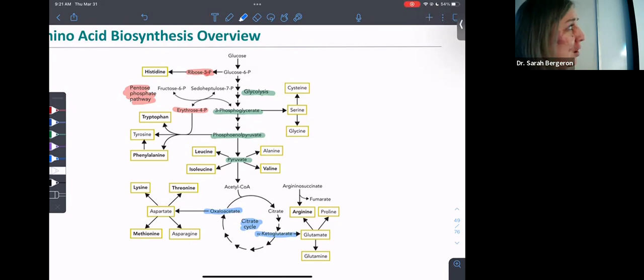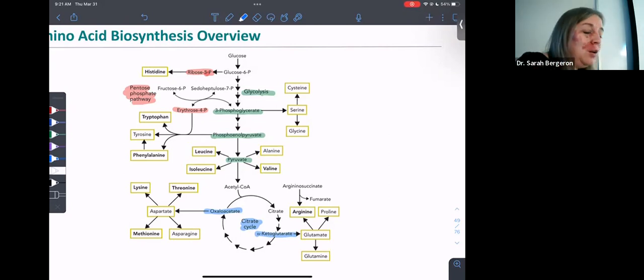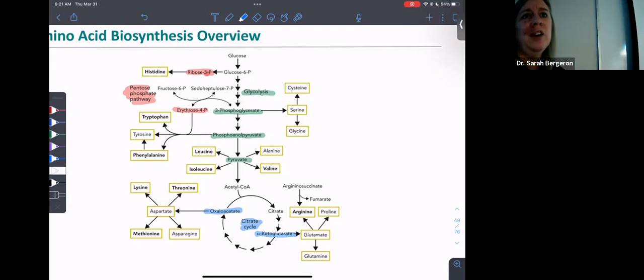So remember, we can't do all the amino acids. We can't make them all. It's just plants and bacteria. So why? That's an evolutionary thing that's happened over a really long period of time. Why is it advantageous not to? Less energy, a lot less energy.